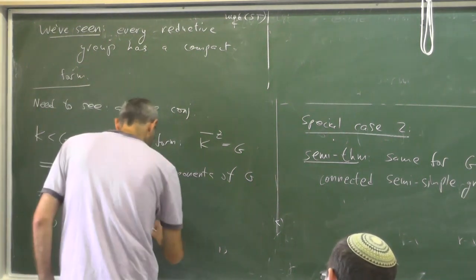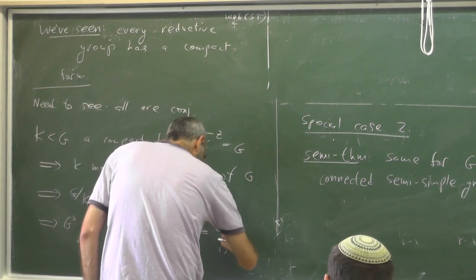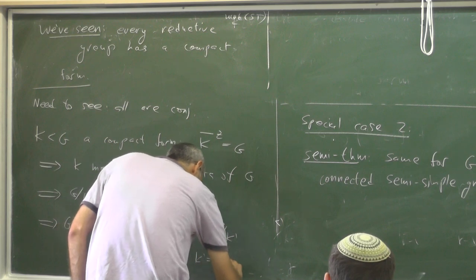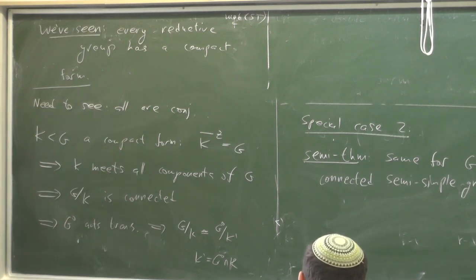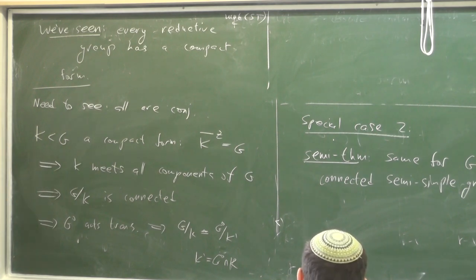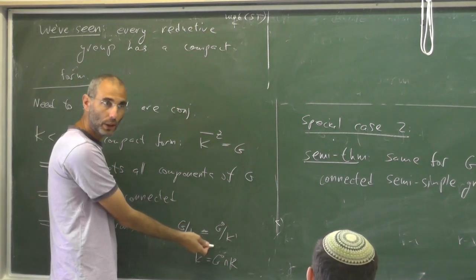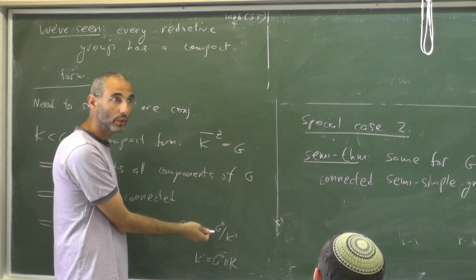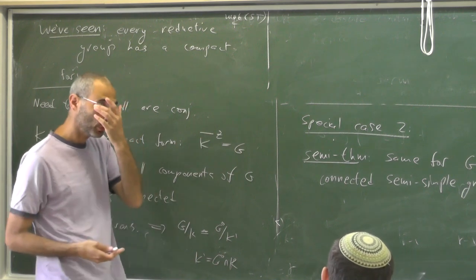So G mod K is the same as G zero mod K prime. This is the compact form of G zero. Now, this is the connected reductive group, modulo its own maximal compact, so this is a manifold, and there is a precise, well understood structure theory for those manifolds, which we will explore together.